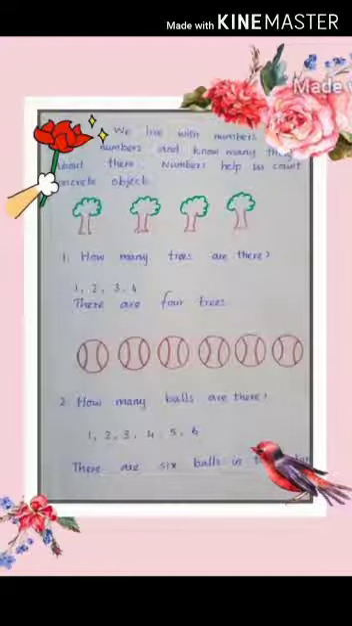What do you see in the picture? There are so many trees. How many trees are there? How do you count? 1, 2, 3, 4. There are 4 trees. What do you see in the next picture? There are several balls. How do you count? Here also the count starts from 1, 2, 3, 4, 5, 6. There are 6 balls in the picture.